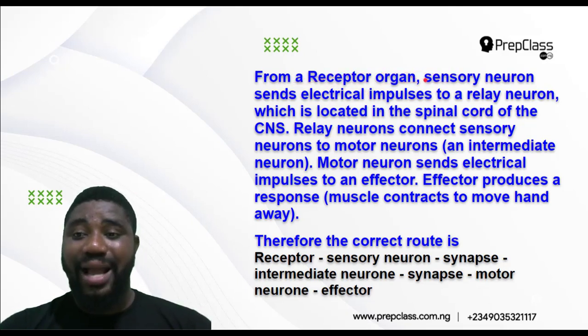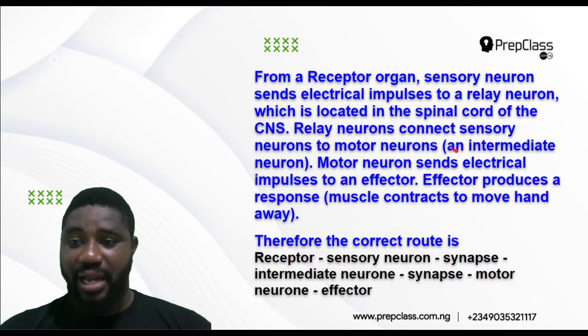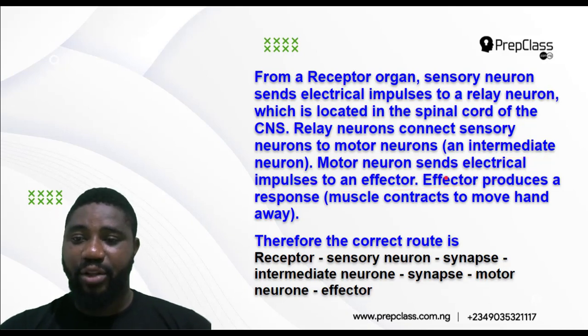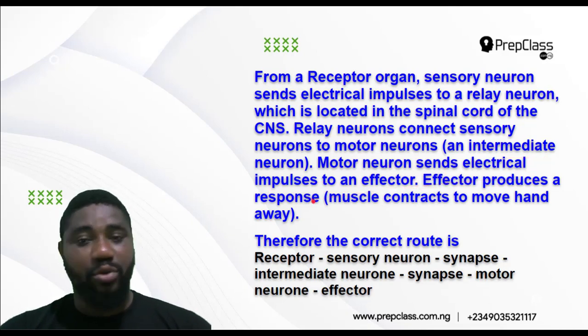From a receptor organ, the sensory neuron sends electrical impulses to a relay neuron, which is located in the spinal cord of the central nervous system. The relay neurons connect sensory neurons to motor neurons, that is, they are called intermediate neurons. Now the motor neurons send electrical impulses to an effector. The effector produces a response.